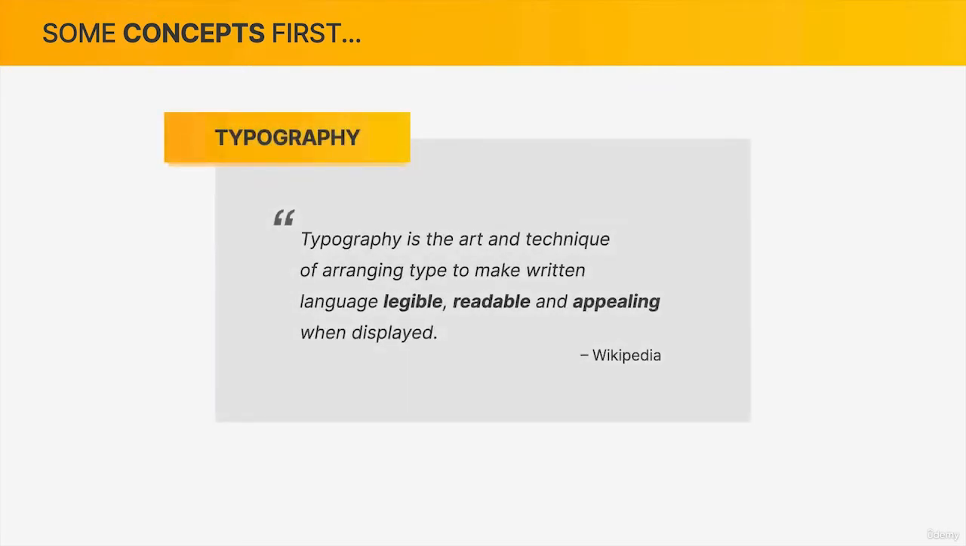And the first one is what typography actually is. So according to Wikipedia, typography is the art and technique of arranging type to make written language legible, readable, and also appealing when applied. Or in other words, typography is all about making text beautiful and easy to read.